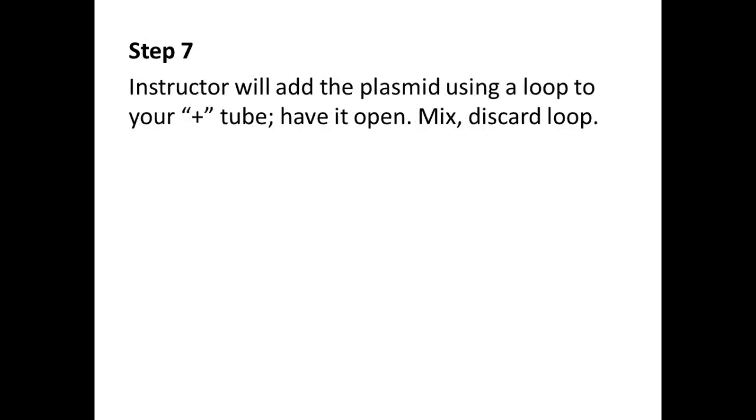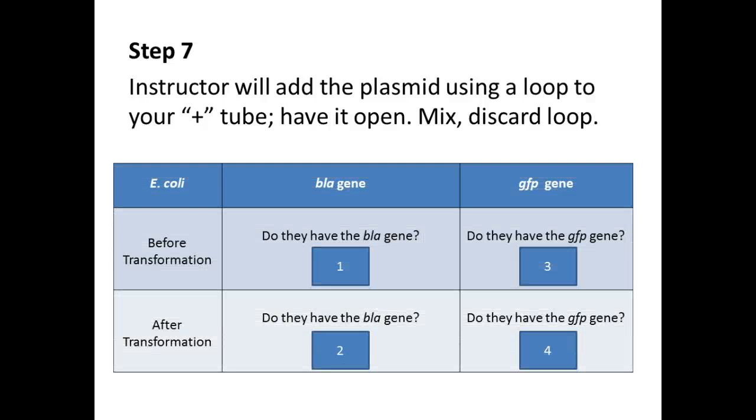Okay, step 7, I'm going to add the plasmid, right? Because this is the expensive part of the experiment. So I'll give it to you guys, and you'll go ahead and mix it up and discard the loop. If we knock over this vial, it would be very expensive. So here is our animation. I'm sure it will work for us this time.